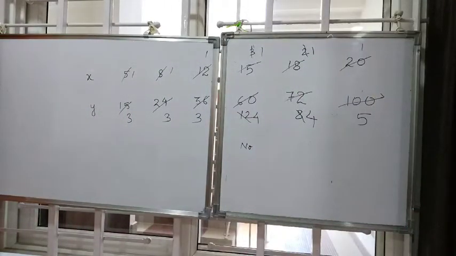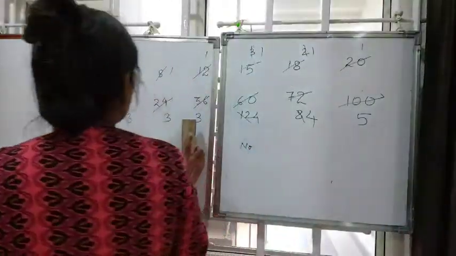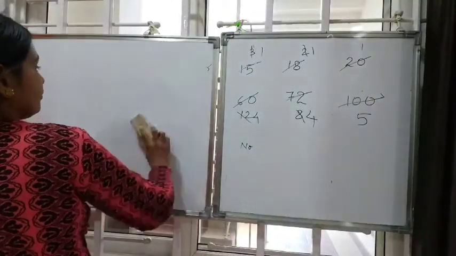This completes your question number 1, children. It had first, second and third parts. Now we move to the second question. Let's try and complete the second one also.